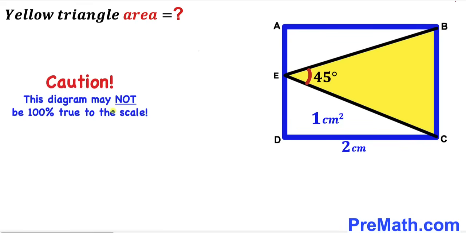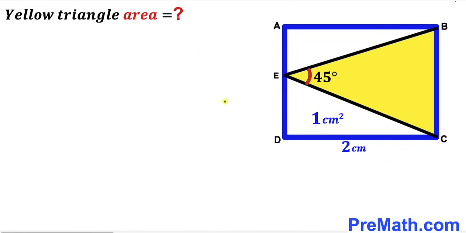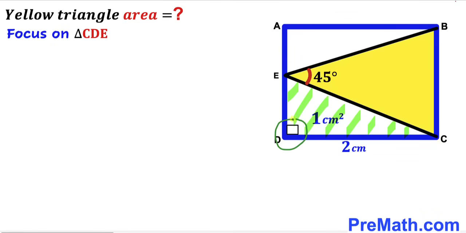Please keep in mind that this figure may not be 100% true to scale. Let's go ahead and get started, and here's our very first step. Let's focus on this right triangle CDE. We know this is our 90 degrees angle, since we are dealing with this rectangle ABCD.